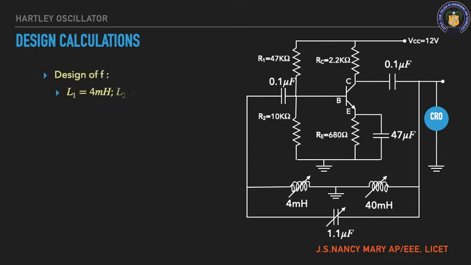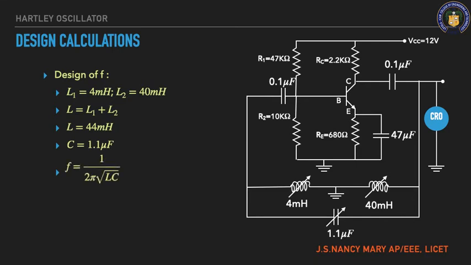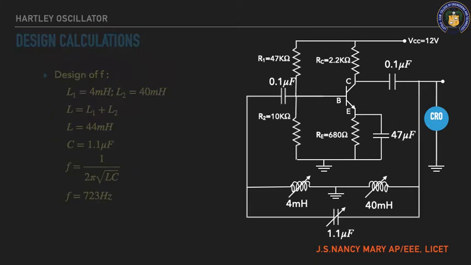For this inductance, your frequency will be 1 by 2 pi root LC. So the inductances are in series connection. So L1 plus L2, which is equal to 44 millihenry. So f is equal to 723 hertz. So we will see that one.